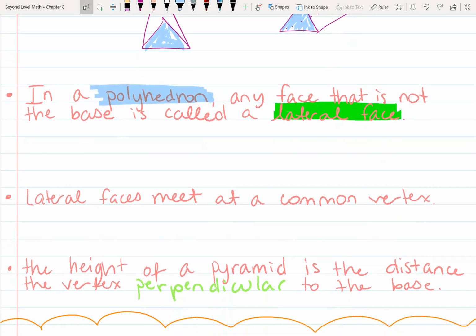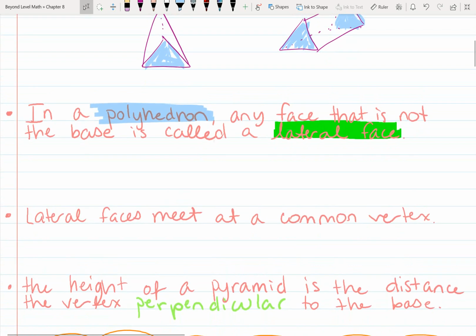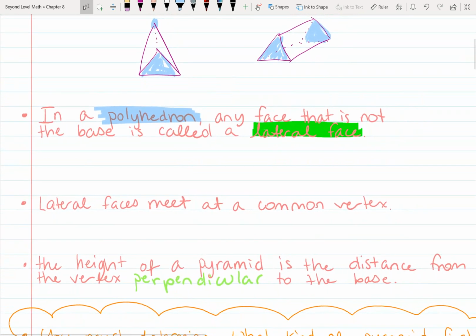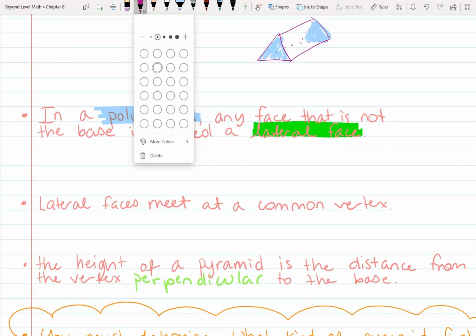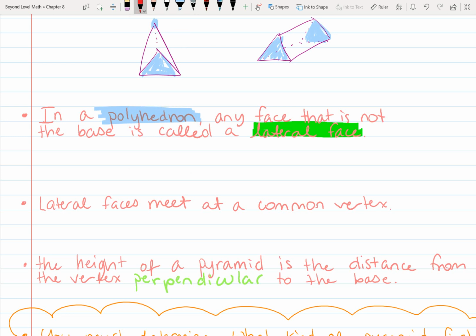The height of the pyramid is the distance from the vertex to the base, and it has to be perpendicular to the base. So right here, you would see a dotted line to the base, and you would see a right angle. That right angle is telling you that the distance from the vertex is perpendicular to the base. You have to see that right angle.